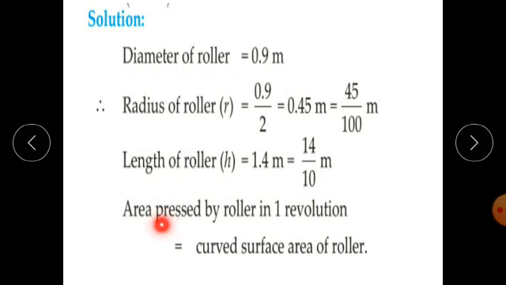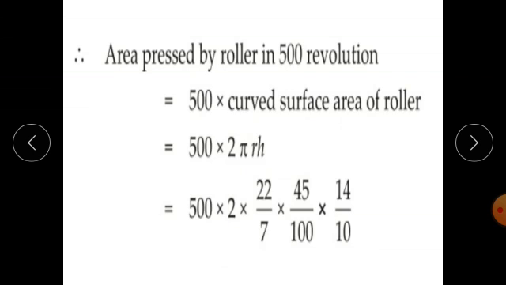Now, area pressed by the roller in one revolution equals the curved surface area of the roller. Listen carefully. So area pressed by the roller in 500 revolutions equals 500 into the curved surface area of the roller.